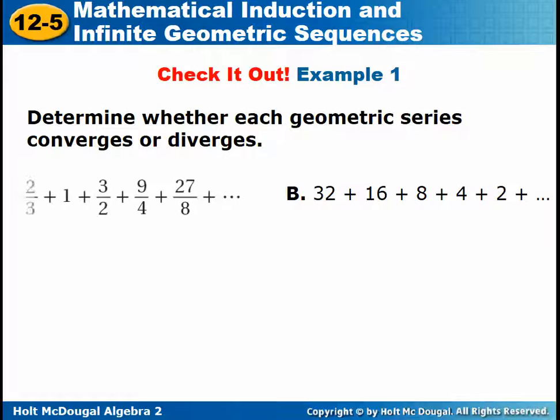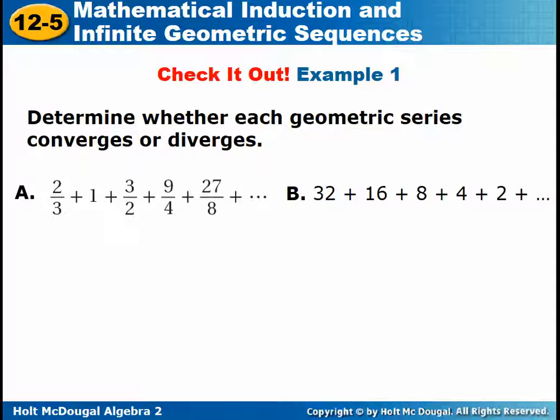Oops, where did A go? There it is. This is just another example, two more examples. In the first example, remember to find the common ratio, you take a term and you divide by the term before it. So 1 divided by 2/3 is the same as 1 times 3/2, which is 3/2. Let's see if we get the same thing. Oh, the next one's easier. 3/2 divided by 1 is 3/2. So our common ratio is 3/2. That's greater than 1. This is a diverging series, and it's not going to have a sum. We're not going to be able to find a sum. It's going to grow.